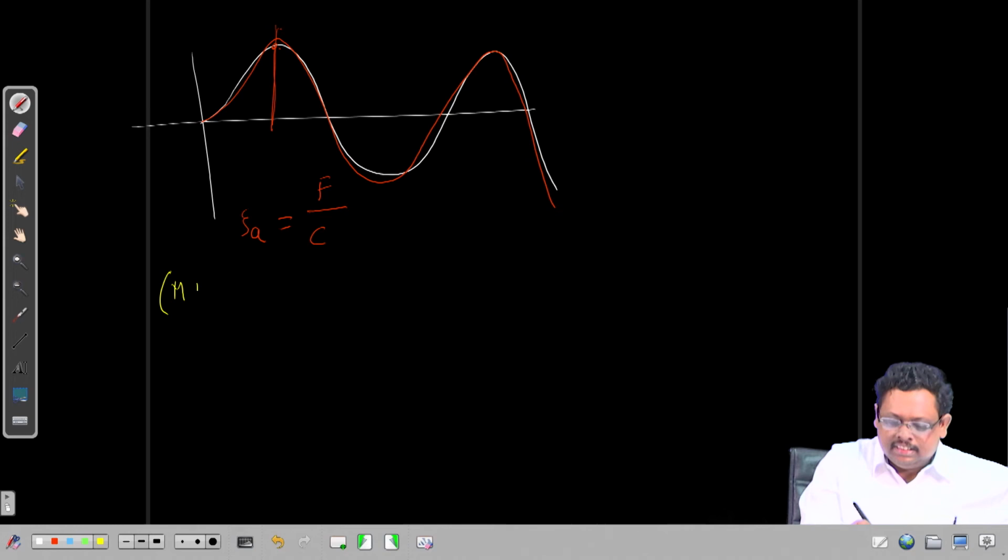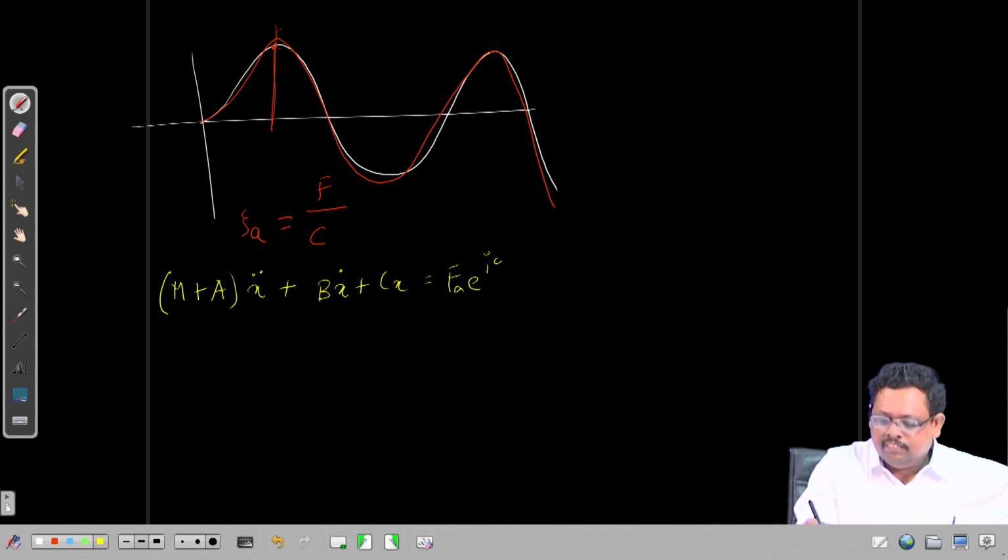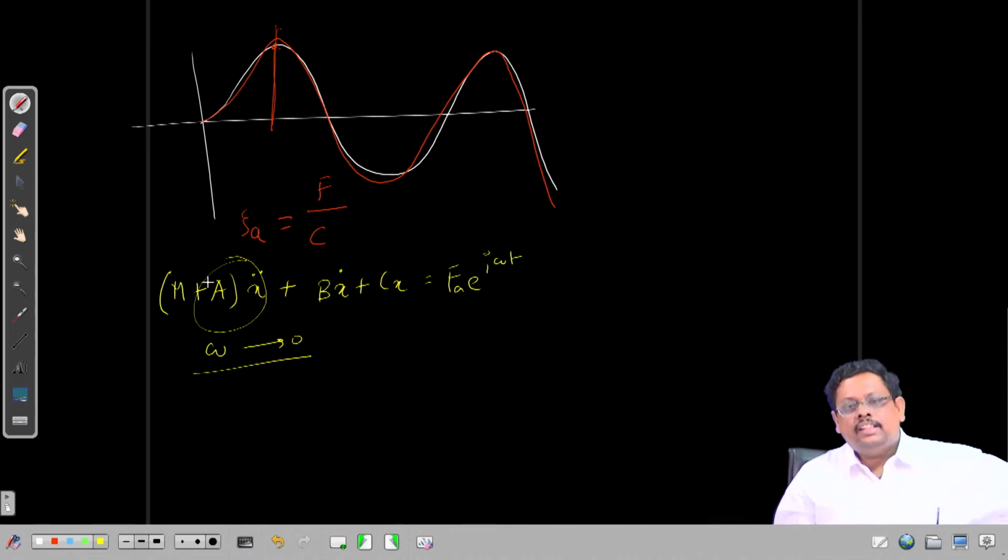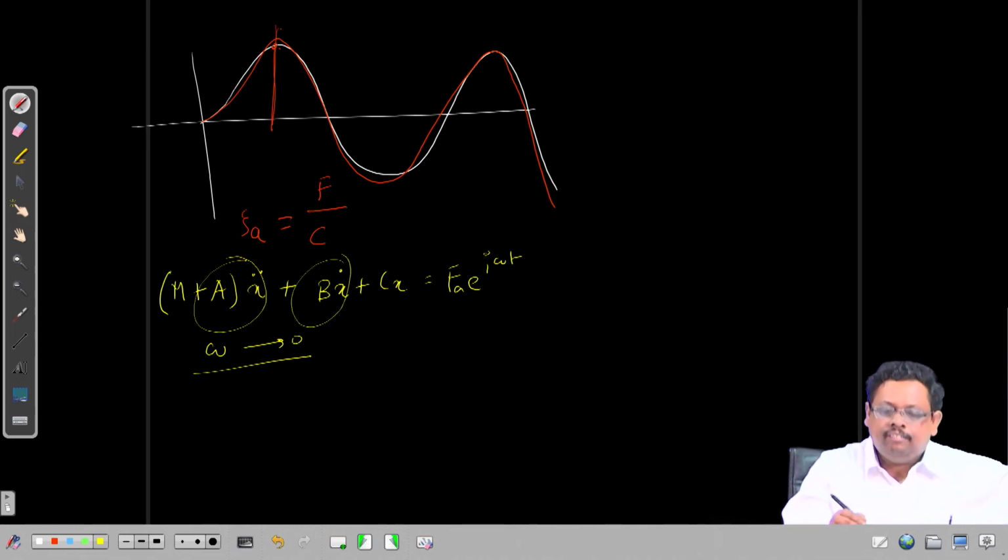See, the equation is (m plus a) x double dot plus b x dot plus c x is equal to f a e to the power i omega t. Now, as omega tends to 0, assuming that the radiation component a and the damping component b absolutely have no role, in fact, at that time the response is very simple. It is simply the amplitude of the exciting force divided by the restoring coefficient, right.